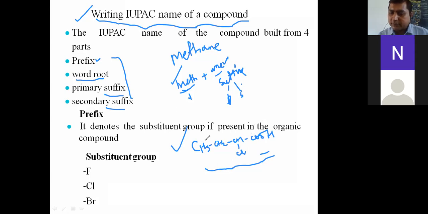Now, first, the rule we have to check is the carbon chain. This is the carbon chain. Yes, sir, 4 carbons there and 1 chloro group. So you can say 3-chlorobutanoic acid? No, not 3-chloro. It should be 2-chlorobutanoic acid.